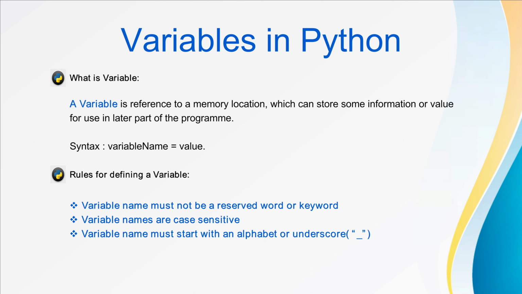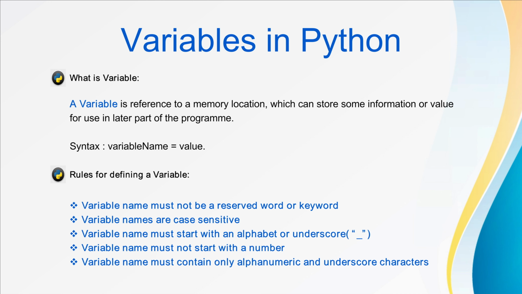The other rule is that variable names must start with either an alphabet or an underscore. Variable names start with an alphabet, either uppercase or lowercase, or with the underscore special character. The other rule is that a variable name must not start with a number. A variable name should not start with numbers like 0 to 9 but they are allowed in between the characters. The other rule is that a variable name must consist of alphanumeric characters and the underscore character, but no other special characters are allowed in a variable. So these are all the rules we need to keep in mind while creating a variable name.